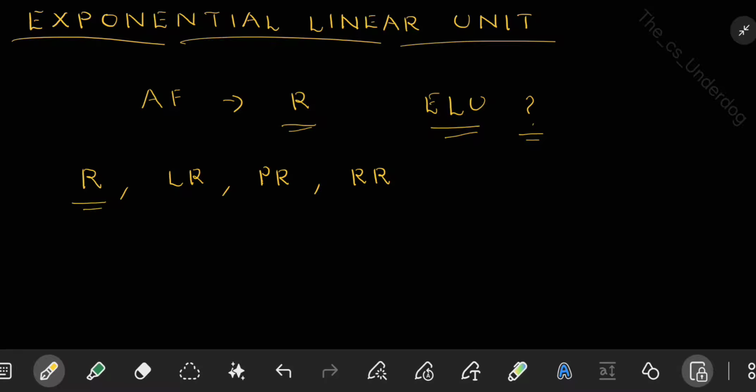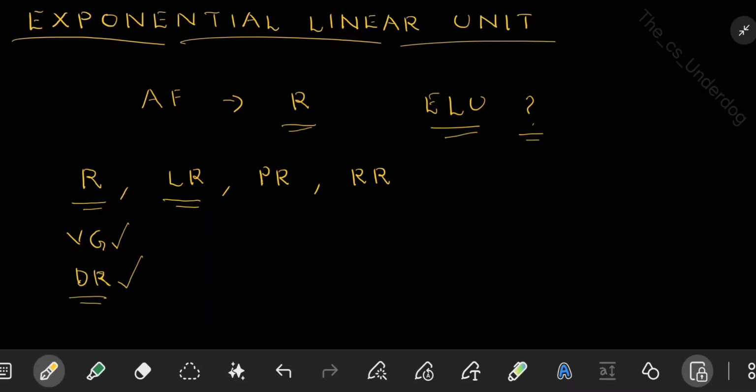ReLU was brought in order to avoid vanishing gradient problem. It was successfully able to avoid or solve the vanishing gradient problem, but it introduced dying ReLU problem. This was an even larger problem, not even larger, but still this was causing issues in our training. Because of this, we had to come up with leaky ReLU. So leaky ReLU solved dying ReLU problem.